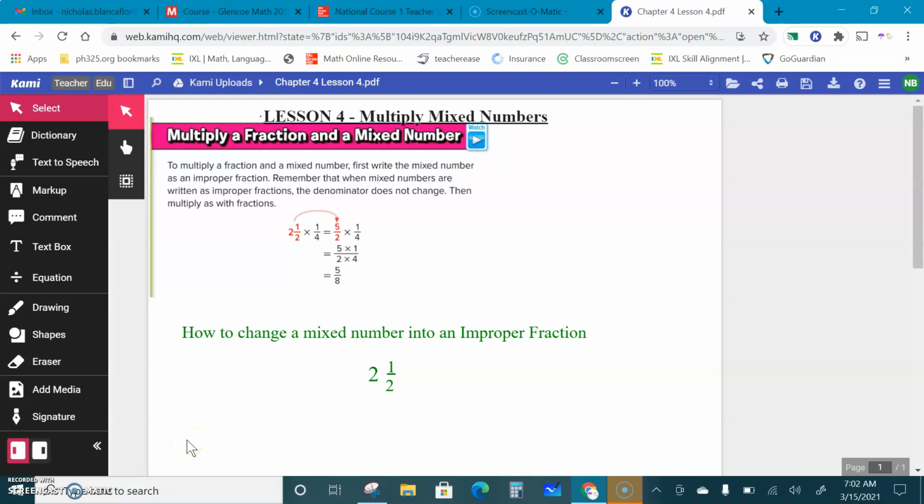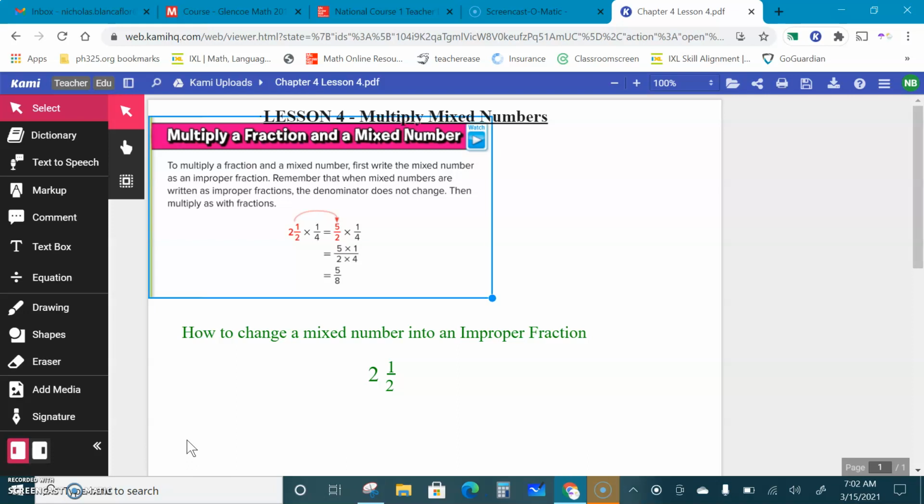All right, chapter four is giving us lesson four, which is another way to multiply fractions. They're just giving us another step. What they're doing is throwing a mixed number into the mix. As you can see here, they've taken 2 and 1/2 and changed it to 5/2. Now let's look at how they did that real fast.